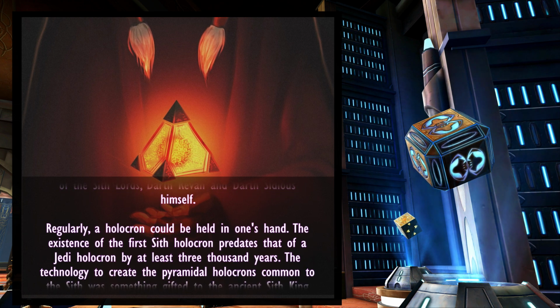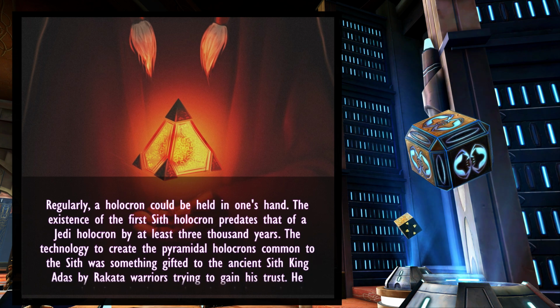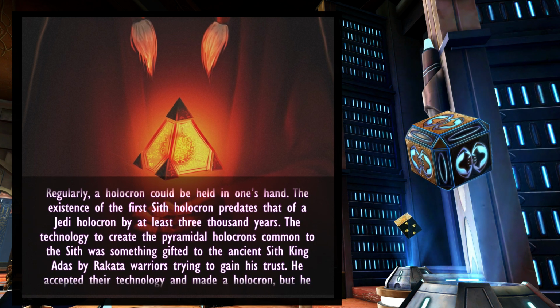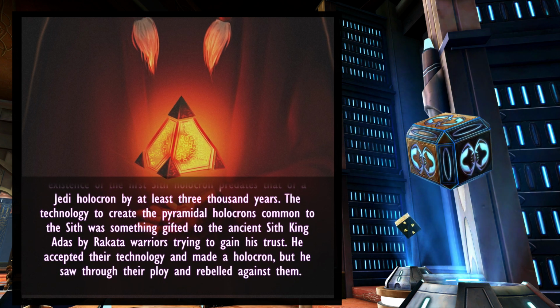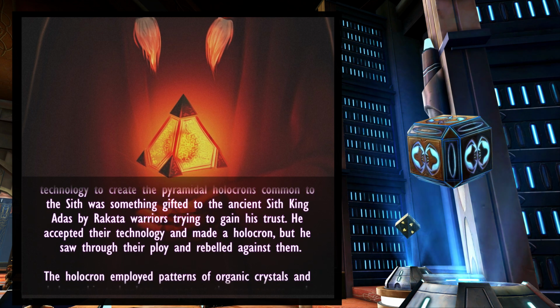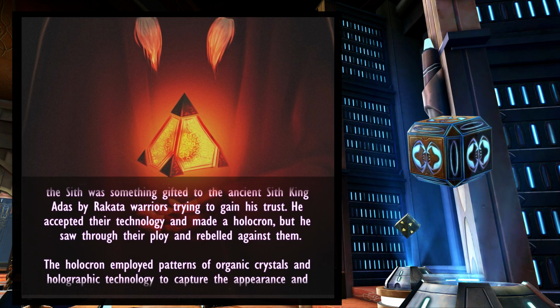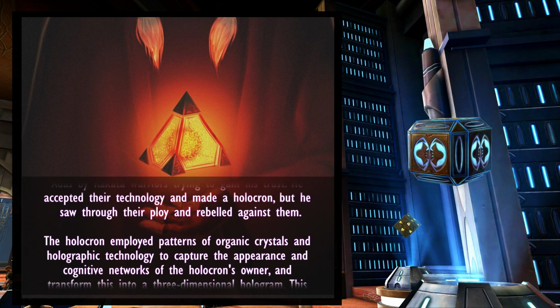The existence of the first Sith Holocron predates that of a Jedi Holocron by at least 3,000 years. The technology to create the pyramidal holocrons common to the Sith was something gifted to the ancient Sith King Adas by Rakata warriors trying to gain his trust. He accepted their technology and made a holocron, but he saw through their ploy and rebelled against them.